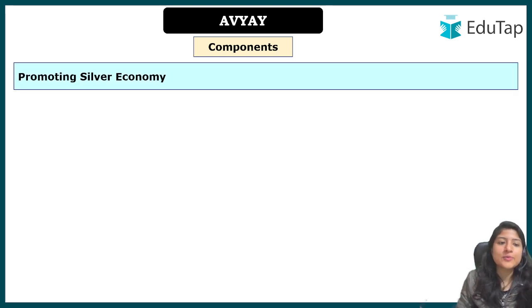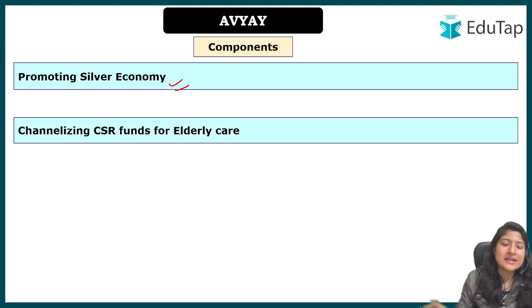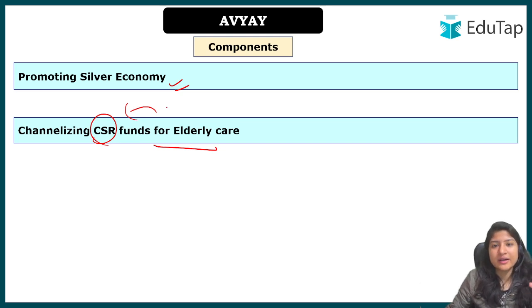Next component is promoting silver economy. Promoting silver economy basically means to boost the economy, taking into consideration the senior citizens as well. What is under it? I will tell you when we reach that slide. Then, channelizing CSR funds for elderly care. We know every company which is making some profit has a corporate social responsibility towards society, where they have to invest some amount of their profit to develop society. There are some provisions for elderly care as well. We'll look at that.